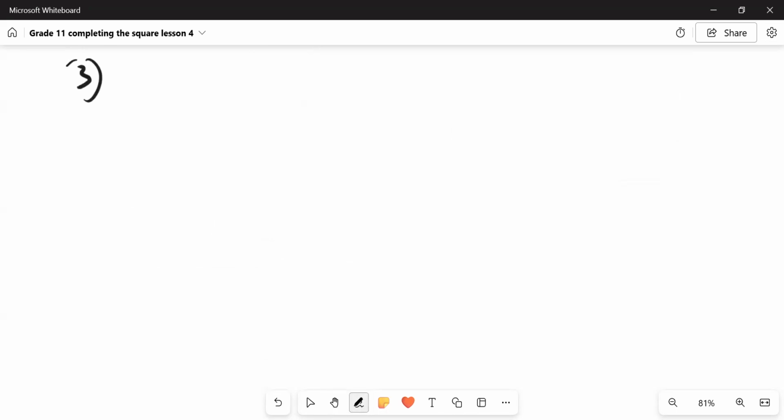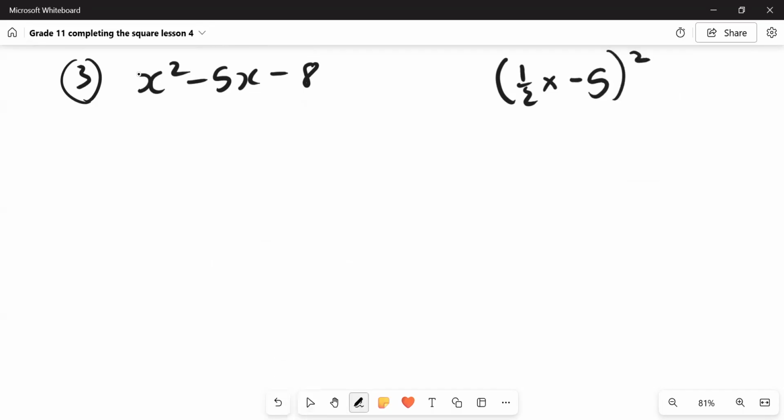So for example 3, we are given x squared minus 5x minus 8. So what is the first step? Add and subtract, right? And also multiply the middle term by half. So that's 1 over 2 times minus 5, and then all squared, which is our middle term. There's a squared there. This will give us minus 5 over 2 all squared.